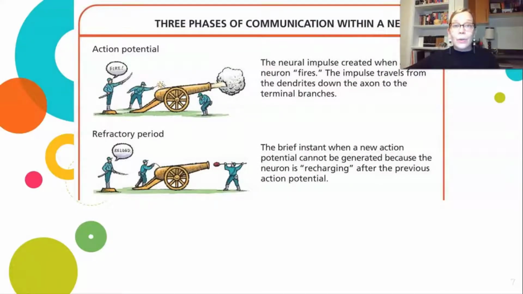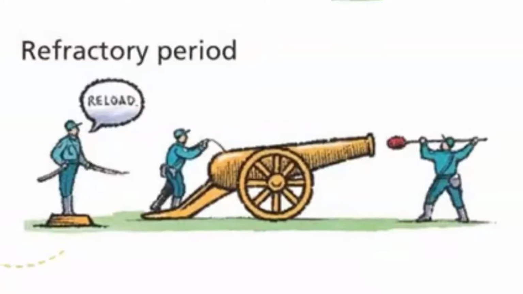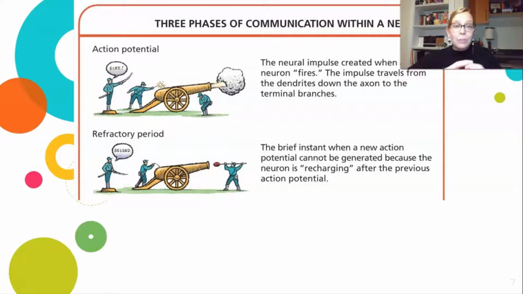The next phase in neural communication is called the refractory period. If we use our cannon example, this is when the people firing the cannon have to reload. All right, so they're between blasts, and they have to reload. This is the brief instant when we have a new action potential, but it cannot be generated because the neuron needs to recharge first. After the neuron has fired off its impulse, it has to sort of regain its energy, so to speak. If you think of someone who just finished running a marathon, right? They can't immediately go run another marathon. They've got to recover, they've got to rest, and they've got to get their energy back, and then they can go do more. This is what the refractory period is like.